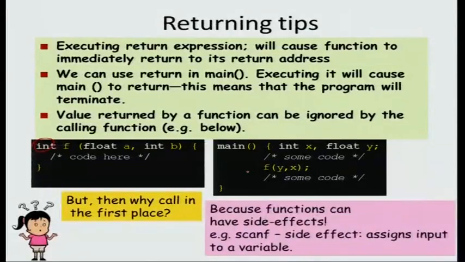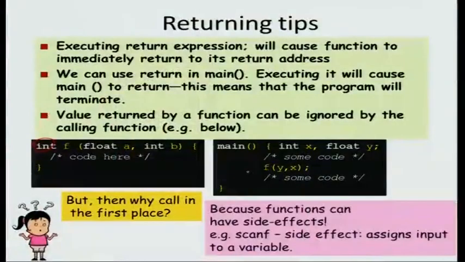So, if this is the case, then why call the function in the first place? This is because the function also may have side effects. So, remember that side effects are expressions which change the state of the program. Okay. So, functions may have side effects. You have already seen one such function which has a side effect, for example, scanf. So, the side effect of calling scanf is that the input from the keyboard is copied into some variable. Okay. So, functions may have side effects. This is why you can call the function and choose to ignore the output or the return value.